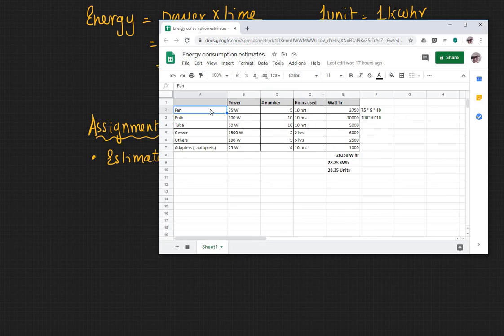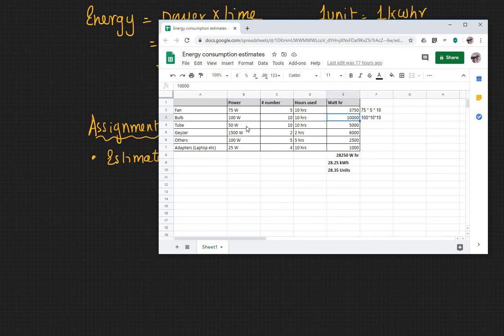So let's assume that you have a fan which is approximately 75 watts per fan, and you have 5 fans running in your house for 10 hours per day. Then in terms of watt hour, the energy that you have consumed is 75 into 5 into 10. That's 3750. And similarly, you have other equipment like bulbs. Let's assume there are 10 of them on average, and you use them for 10 hours in a day, and the net energy would be 10,000 watt hour.